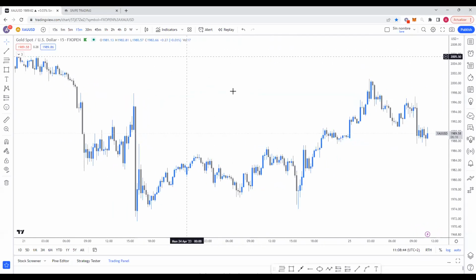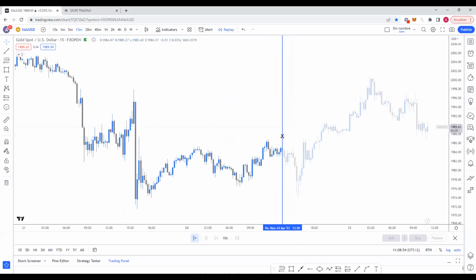Let's go ahead and look at yesterday's buy first of all. Actually, should we look first at the buy or the sell? Well, let's look at how I identify the buy.